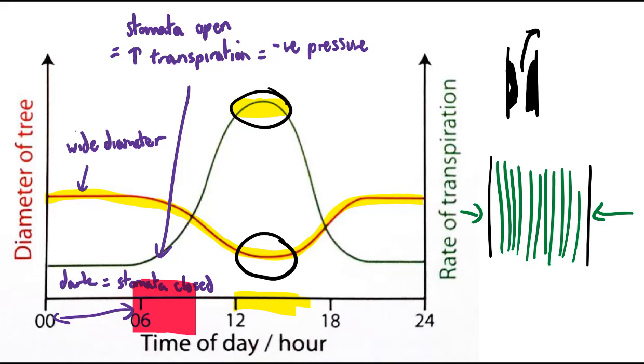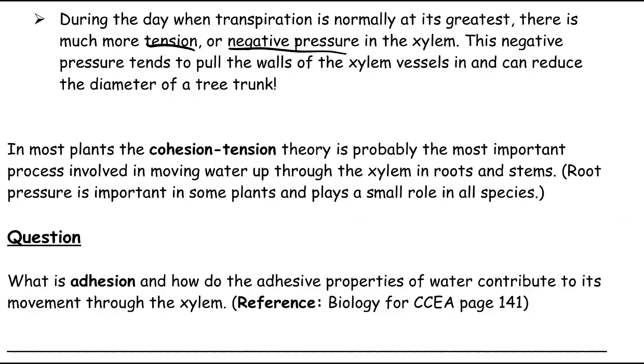Then later on, as there's less light or lower temperatures, the stomata start to close, so the rate of transpiration drops. Now, as we've said, the cohesion tension theory is probably the most important process involved in moving water up through the xylem in the roots and stems. Root pressure is also important in some plants, but plays a small role in all species.